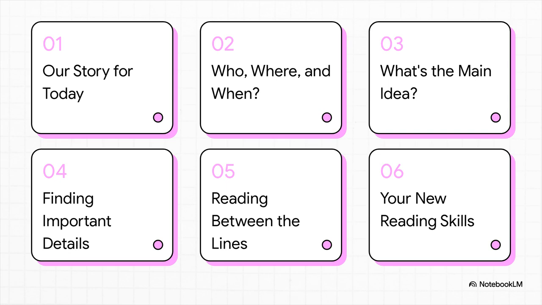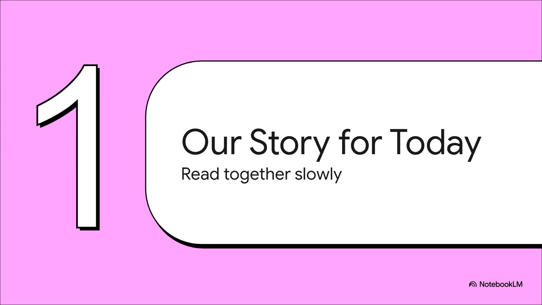First, we'll read our story. Then we'll figure out the who, where, and when, the basics. After that, we'll dig a little deeper to find the main idea and the little clues or details that back it up. And finally, we'll learn a really cool skill called reading between the lines. By the time we're done, you'll have some awesome new reading skills. Ready? Let's get started. All right, first things first, we need a story to work with, right?